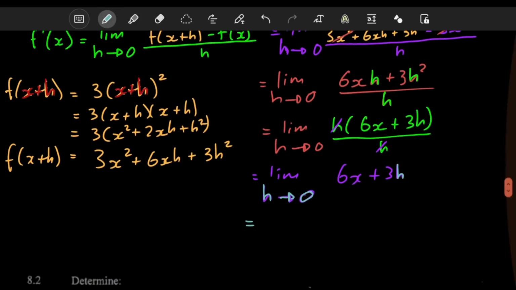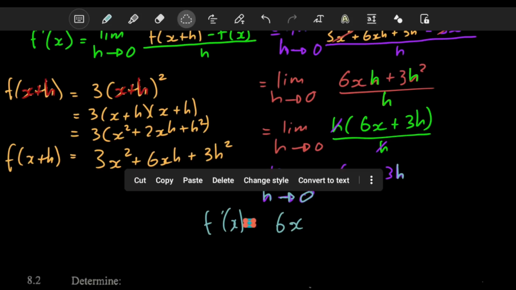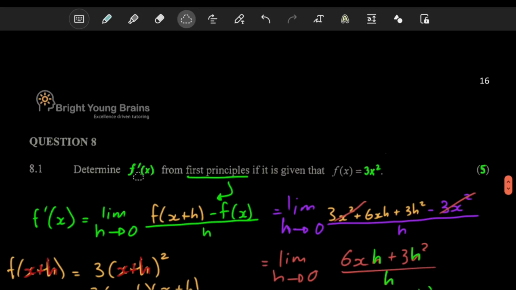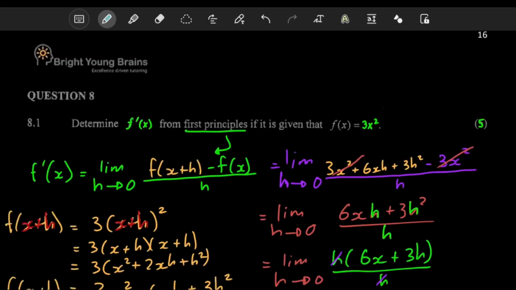So here you can now throw in your 0, meaning that your final answer will just be 6x, because if you throw a 0 where h is, you're just going to have 6x left. So obviously, if they said get this using first principles, don't use the power rule. You can just use it to double check your answers. So here we are good to go.